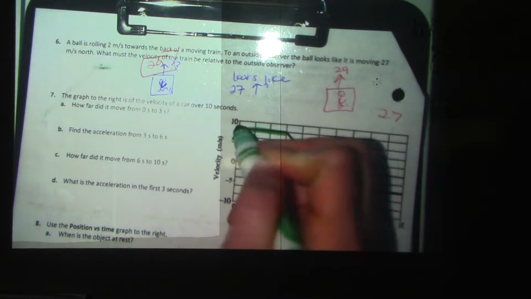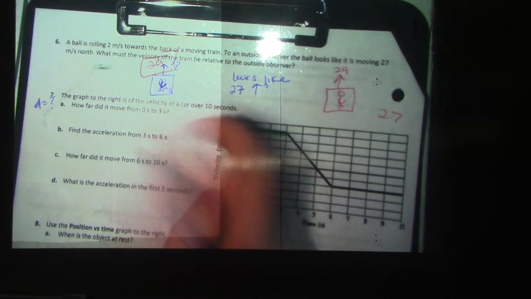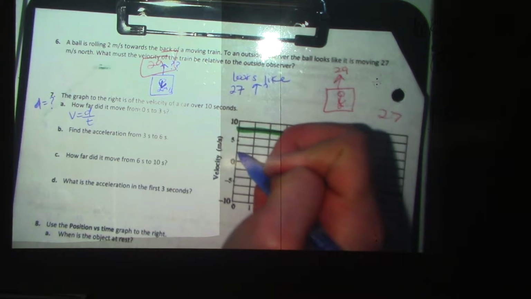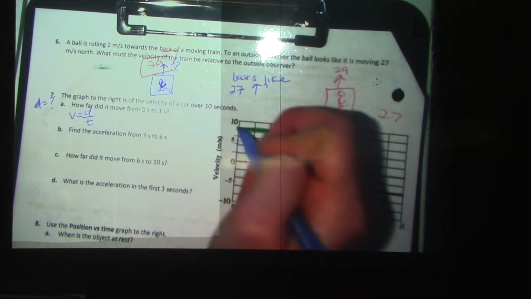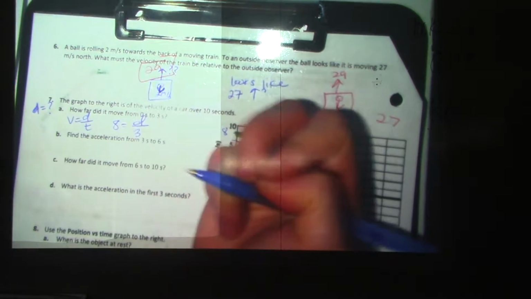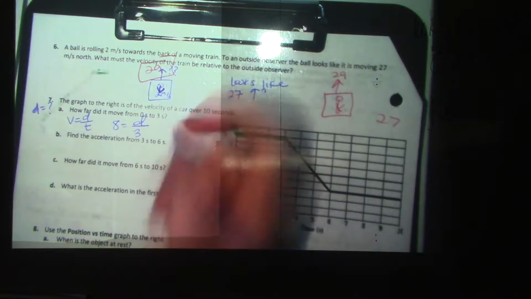Okay, 7 is a velocity versus time graph. 0 to 3. So 0 to 3 right here. We want to know how far it moved. That's looking for distance. We're talking about constant velocity in here, so I'm going to use V equals D over T. The velocity, let's look. This is 2, 4, 6, 8, so this is 8 right here. Looking for distance, 0 to 3 seconds is obviously 3 seconds, and then now I would just multiply up. That would give me my distance is 24 meters.